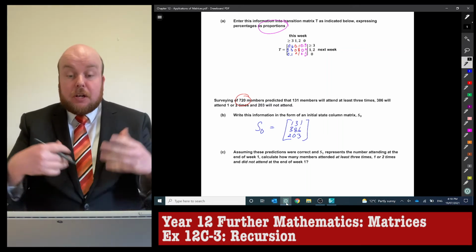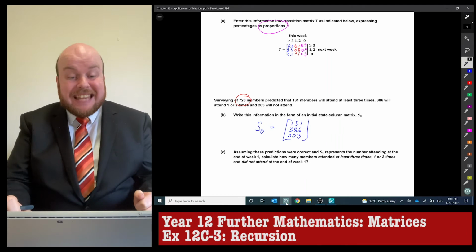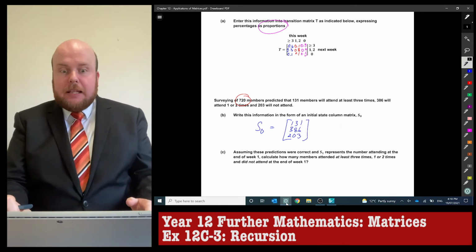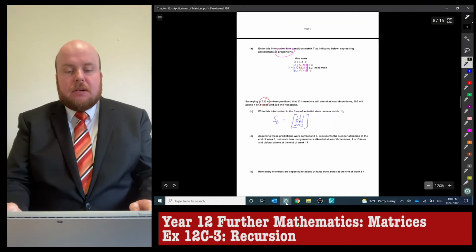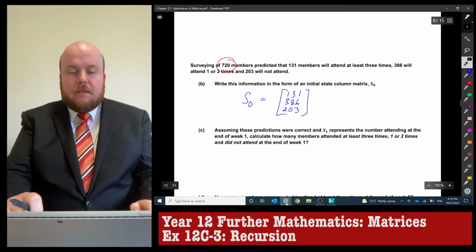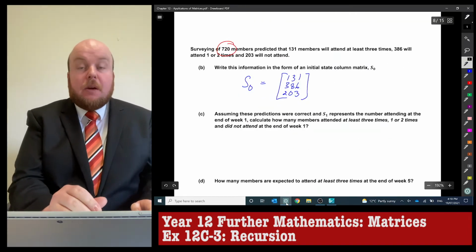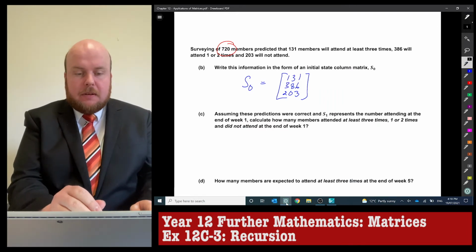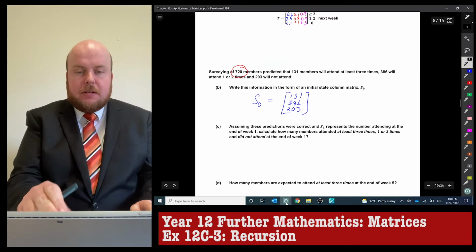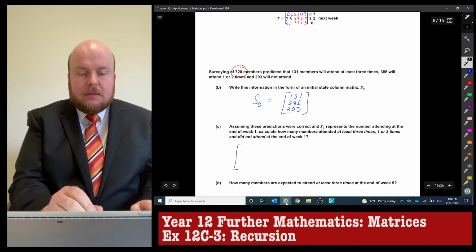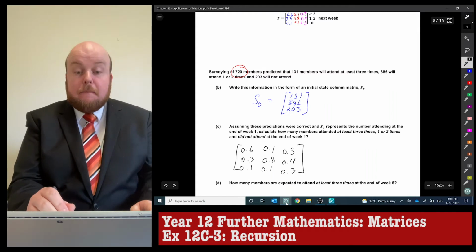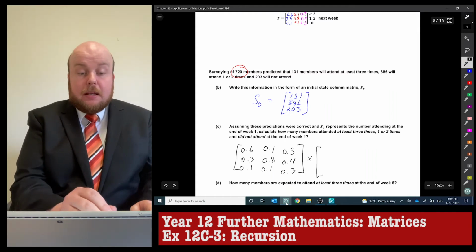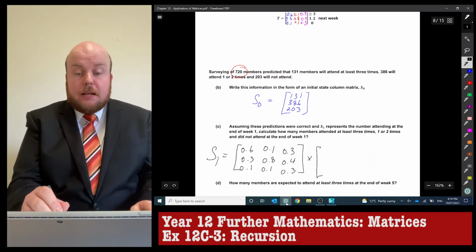Assuming these predictions were correct and S1 represents the number attending at the end of week 1, calculate how many members attended at least 3 times, 1 or 2 times, or did not attend at the end of week 1. So we're going to do a multiplication. We're going to take the original transition matrix, 0.6, 0.3, and multiply it by that initial state matrix.